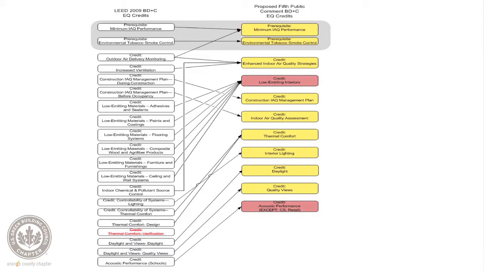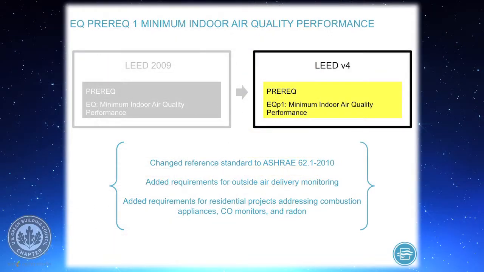So starting with EQ, Prerequisite 1, Minimum Indoor Air Quality Performance. Here we've shifted the reference standard from ASHRAE 62.1 2007 to 2010. We've also added some requirements at the prerequisite level for outdoor air delivery monitoring.